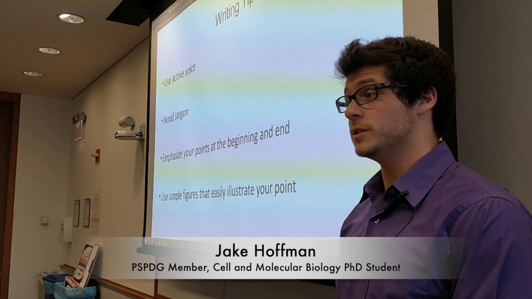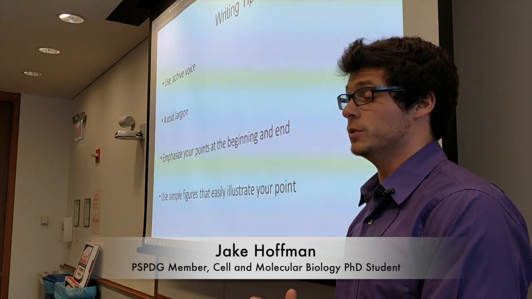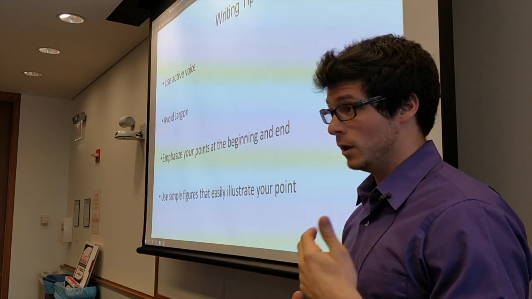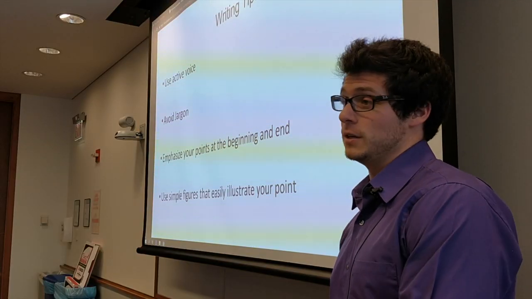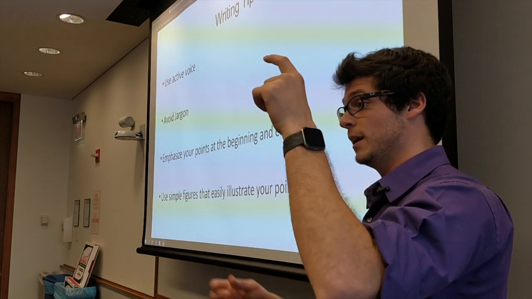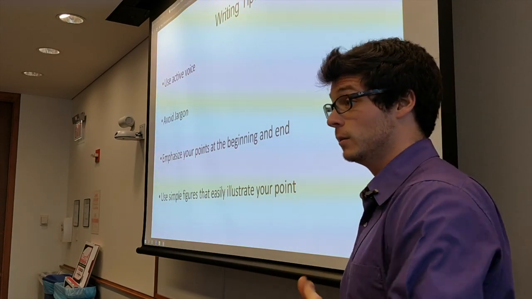The first writing tip is to use the active voice. Not only is the active voice clearer, it also reduces the amount of words that you have to use to get your point across, thus making your memo more concise. The second one is to avoid jargon. Policymakers don't necessarily understand all of the abbreviations that you use in your day-to-day work. Using that too much will just confuse them, and people are more likely to understand your point if it's at the beginning or the end of your writing. And any figures that you plan on using to illustrate your point need to be simple.